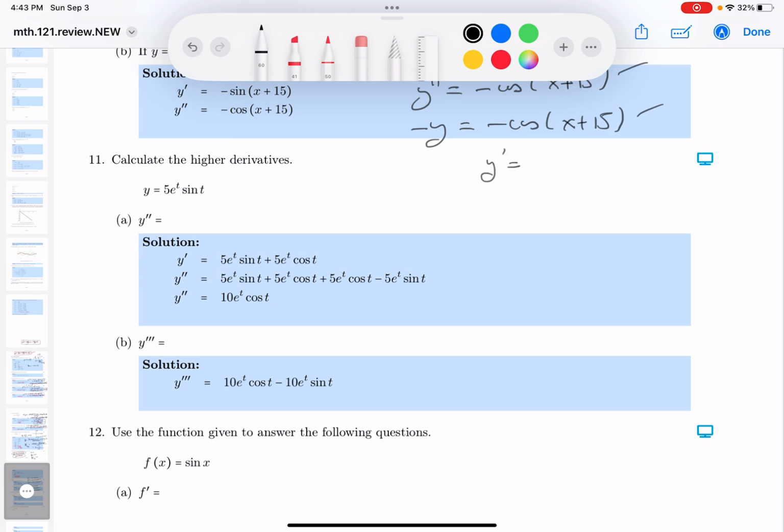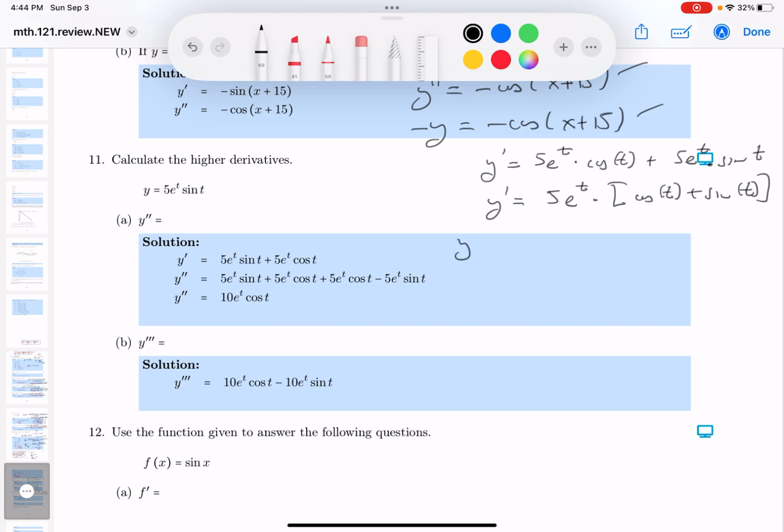So I'm going to say, 5 e to the t, that's the first function, times the derivative of the second function, which is cosine of t. And then it's going to be plus the derivative of the first function, which is 5 e to the t, times the second function, which is sine t. Not too bad. I'm going to write it a little differently, though. What I'm going to do is factor out 5 e to the t, and what we're left with is cosine t plus sine t.